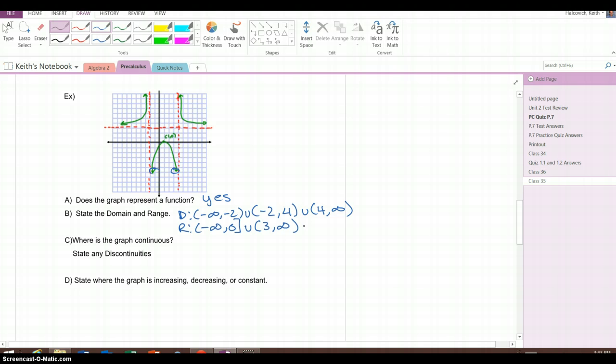Where is the graph continuous? Well, the graph is continuous until negative 2. Then from negative 2 to positive 4. And then from positive 4 on to infinity.